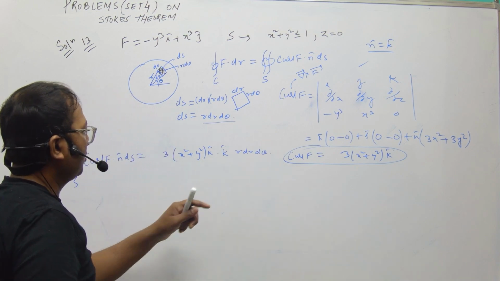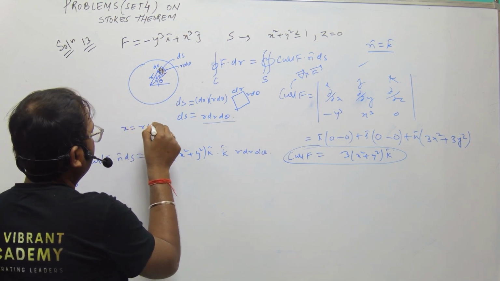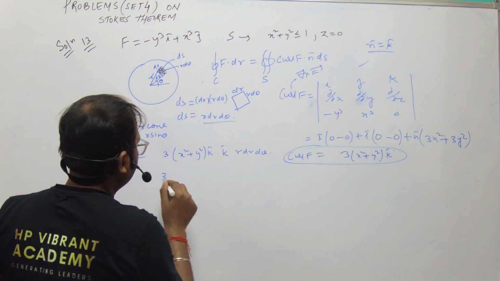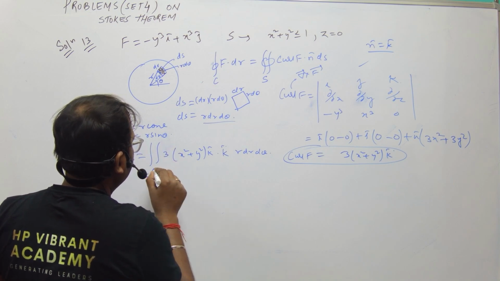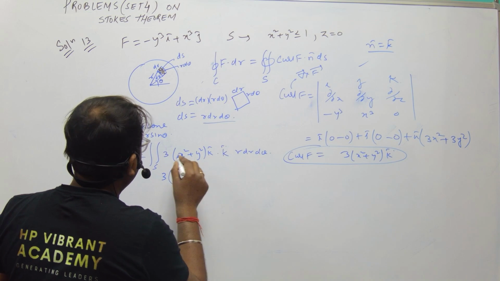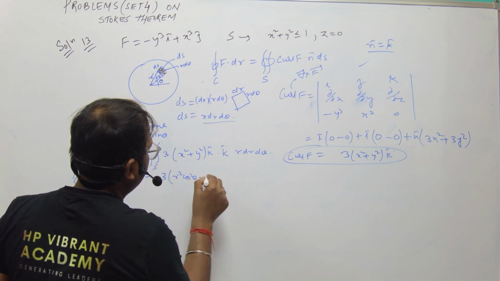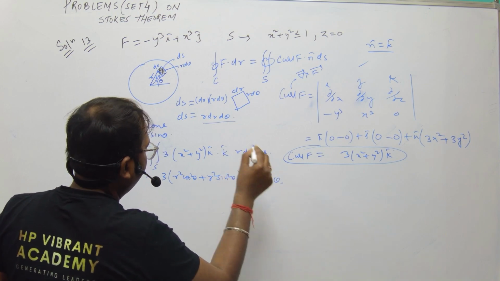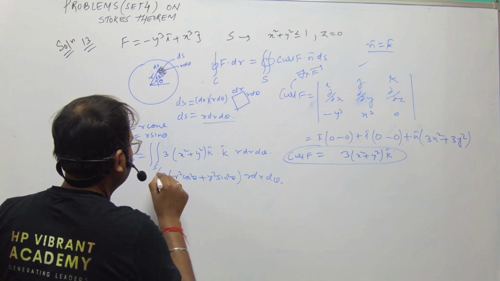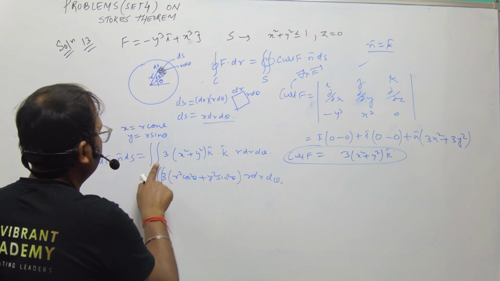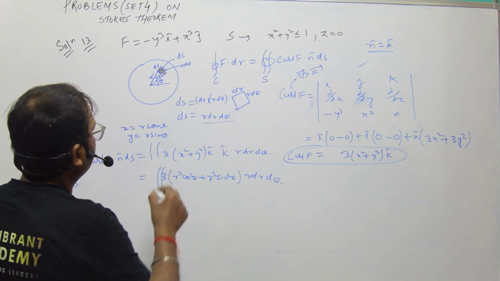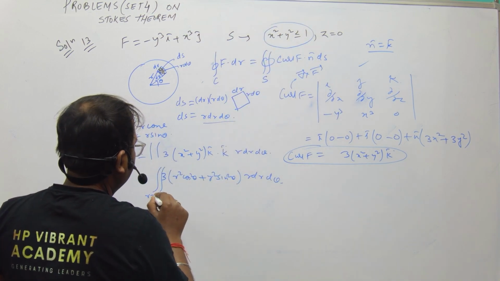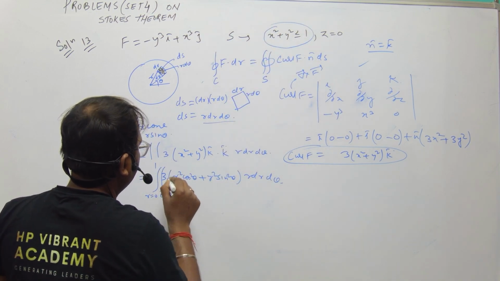Along the polar coordinates we have x is equal to r cos theta and y is equal to r sin theta. So this is equal to 3 times, this is the integral along the surface, of x which is r square cos square theta plus y which is r square sin square theta, into r dr d theta. Let us place the limits here. The radius of this circular disk is 1, so r is equal to 0 to 1 and theta varies from 0 to 2 pi.